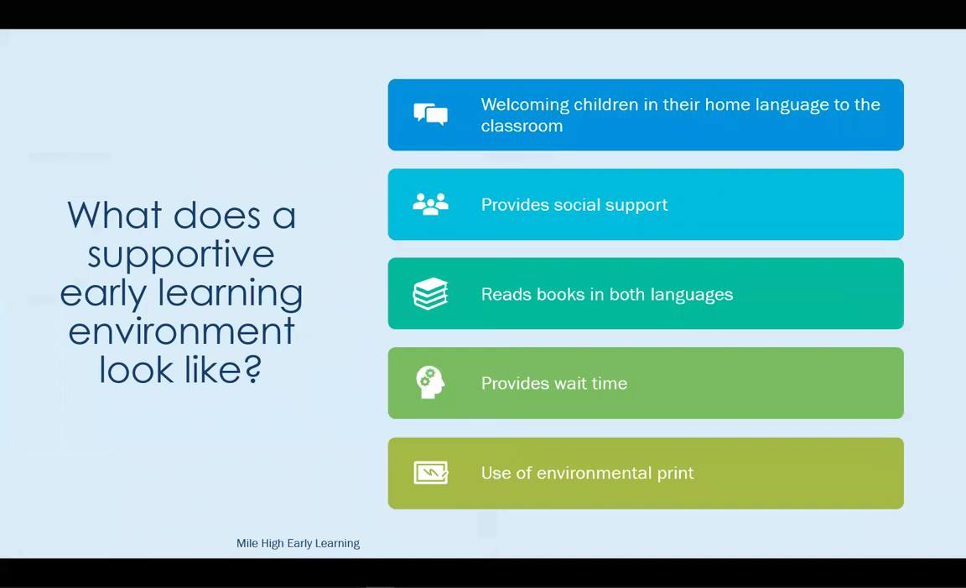There are some other things you can do to create a supportive early learning environment for dual language learners. They are welcoming children in their home language to the classroom, providing social support so that children who are dual language learners can navigate relationships with peers, and making sure that you're reading books in both languages. You're also providing plenty of wait time, especially as children are progressing through those four stages of second language acquisition, and using environmental print to support both their home language and the second language that they are using.